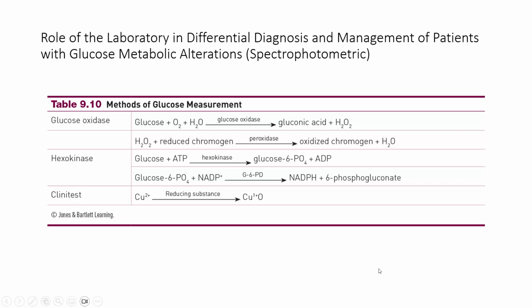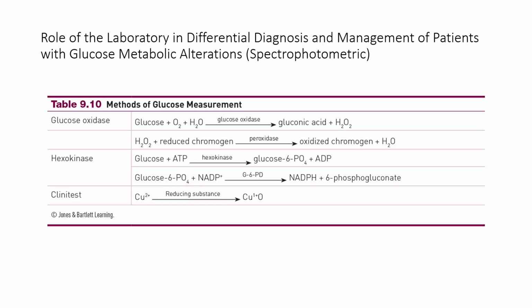So the glucose oxidase test, you can see glucose oxidase is added to the blood and it produces gluconic acid and hydrogen peroxide. This does cause a colorimetric change and it is measured by a spectrophotometer. So from here, the chromogen peroxidase produces that chromogen, and you can see that using the spectrophotometer.